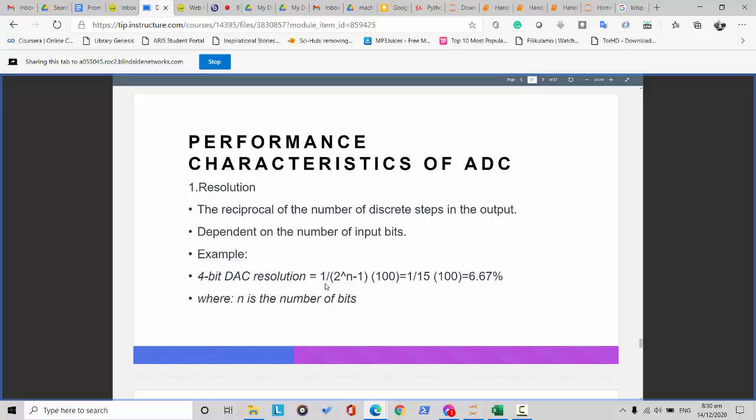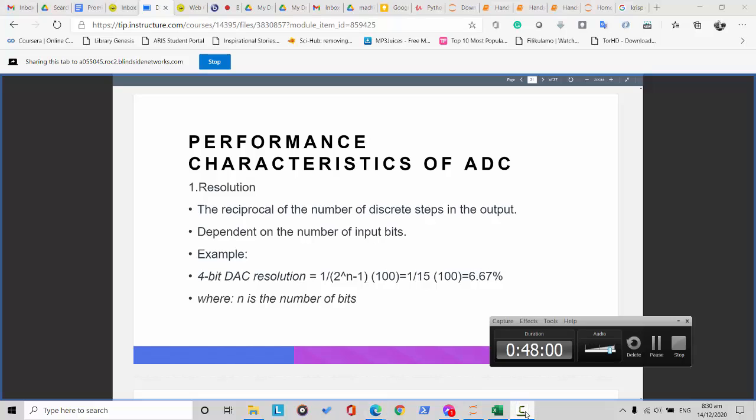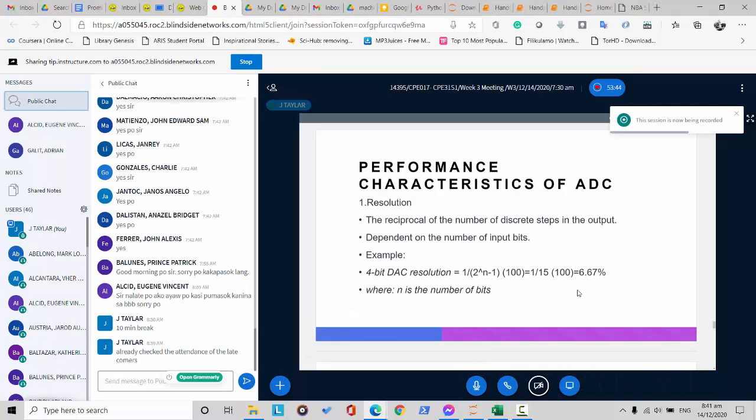So that basically is 1 over 2 raised to n, which is 4. 2 raised to 4 is 16 minus 1. That's 1 over 15 multiplied by 100. So the resolution will be 6.67%. Okay? So that's the resolution concept. So this is one of the examples of the performance characteristics of the ADC.